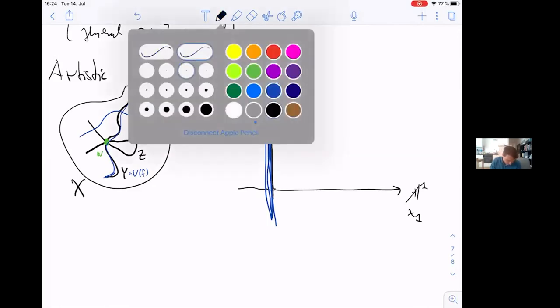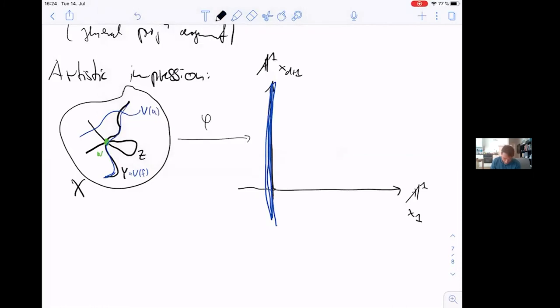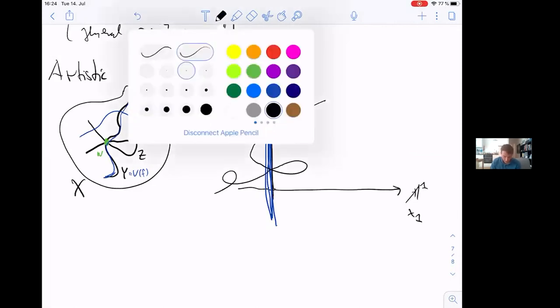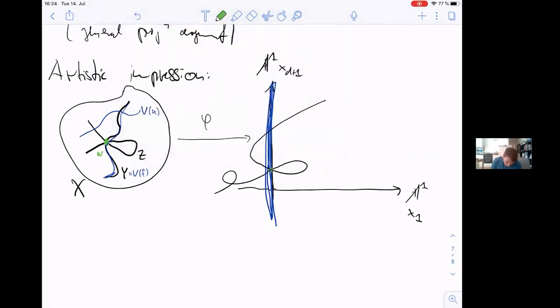And so what else? We had the Z. Now the Z is going to do something. Let me try to draw this, maybe like this, something like this. Okay, so what's going on here? Well, so the W is still here and still this singular point.